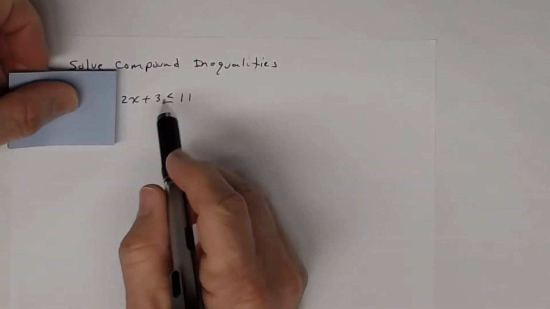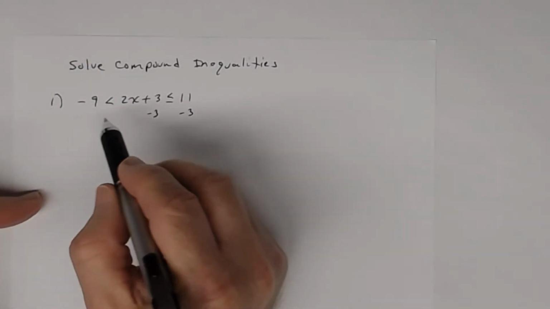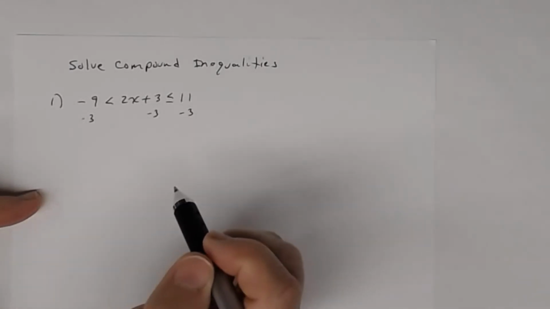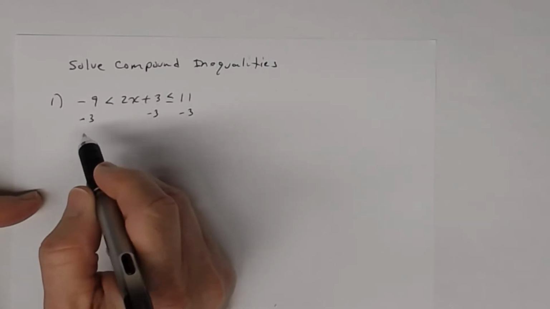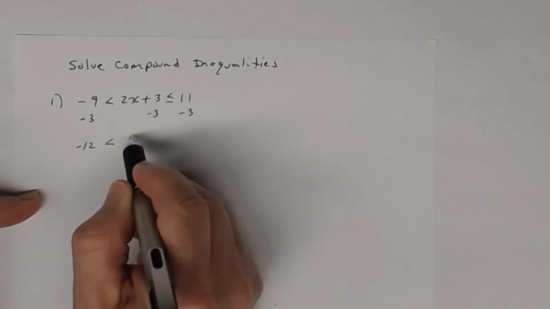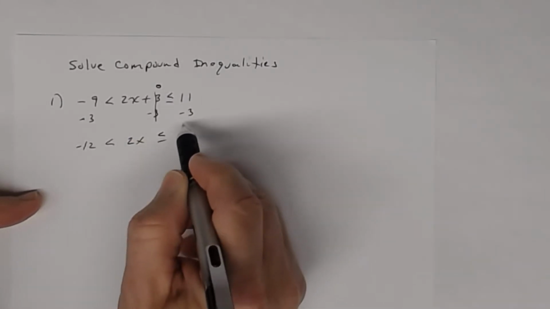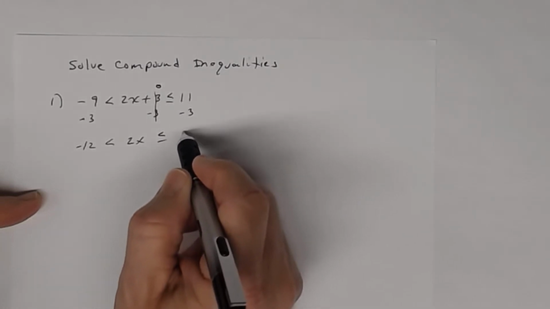To get x by itself, you're going to subtract 3 from both sides. But in this case, you're going to do it to all three parts. So notice subtract 3, subtract 3, subtract 3. And I'm lining up my like terms. And so -9 and -3 is -12, is less than 2x. This is 0 when I combine them. And that's less than or equal to 11 minus 3, what's that, an 8?